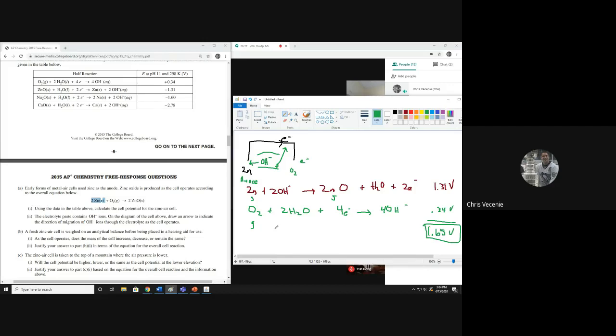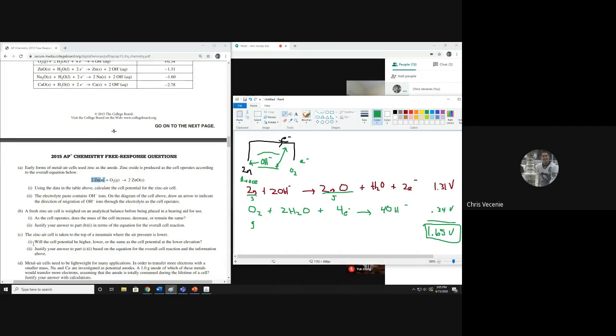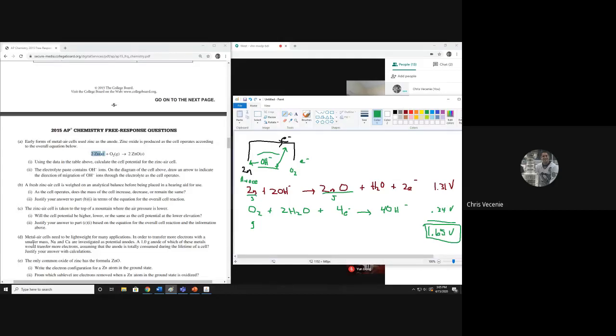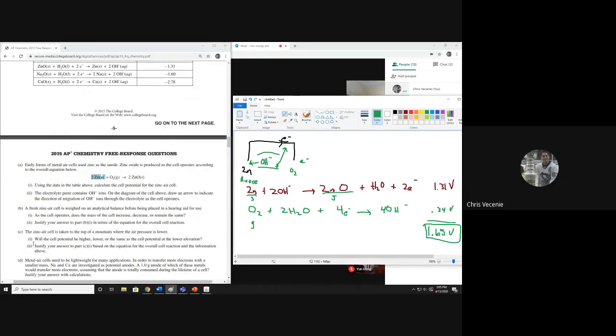And so the cell is taking in oxygen gas and the zinc is turning into heavier zinc oxide because it's combining with the oxygen. All right, now it makes it heavier. And that actually answers both parts of B. So that can be B I and II. All right, questions on that one?